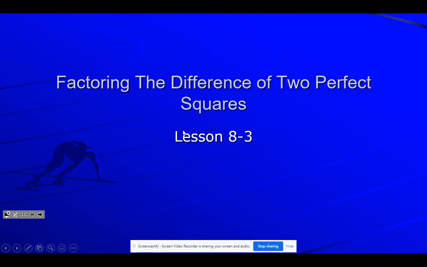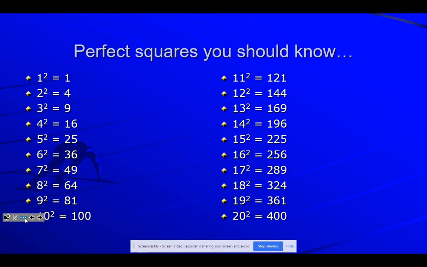This is lesson 8-3, factoring the difference of two perfect squares. So as I've stated in the past, we really should know our perfect squares up to and including 20. And we need to know them in both directions.